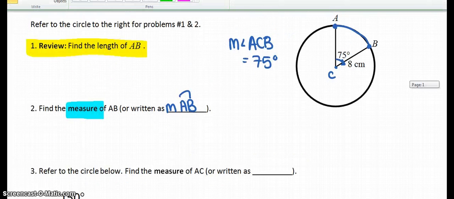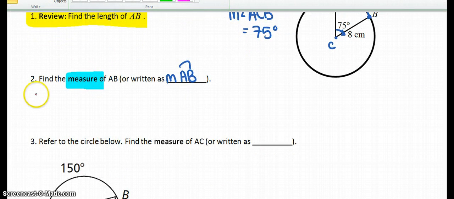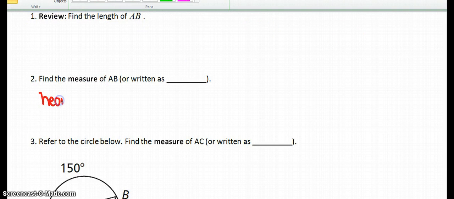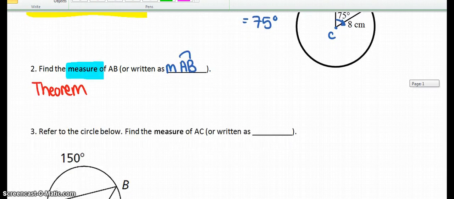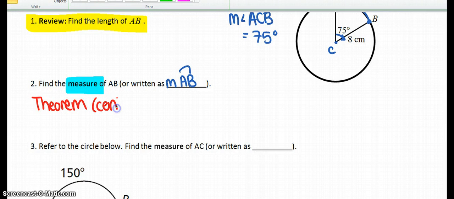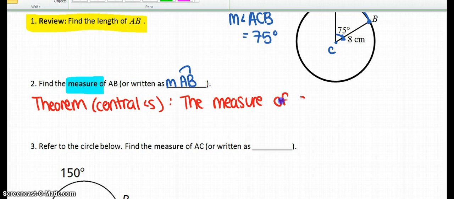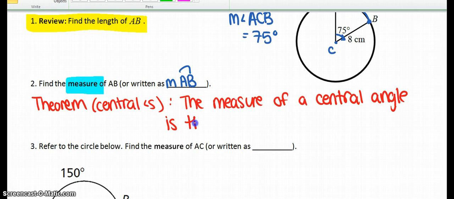Okay, now I'm going to write these things down in two different theorems here. So theorem 1 is about central angles and their arcs. Okay, and that theorem says the measure of a central angle is the same as the measure of its intercepted arc.